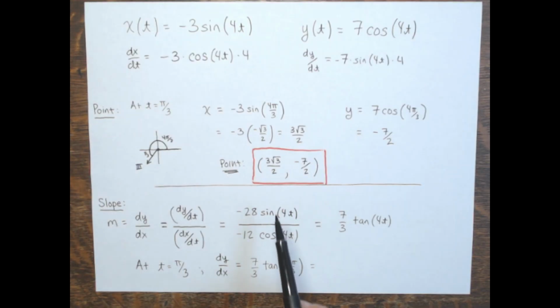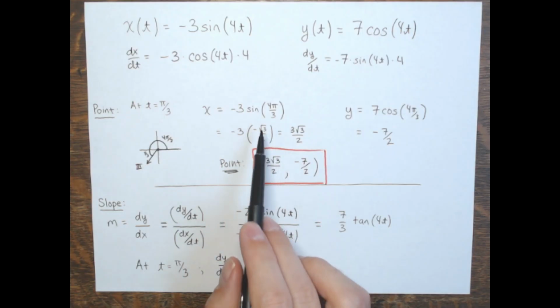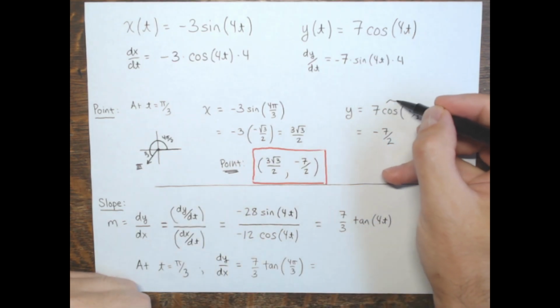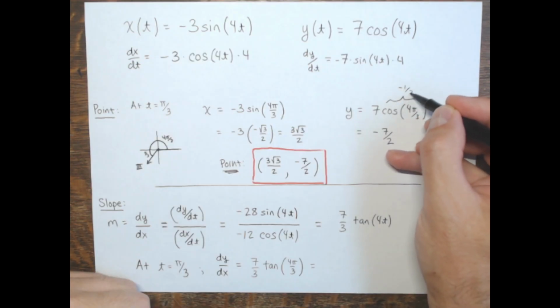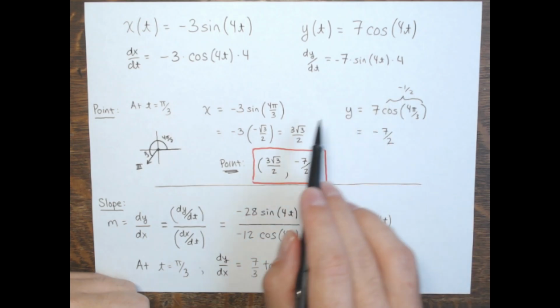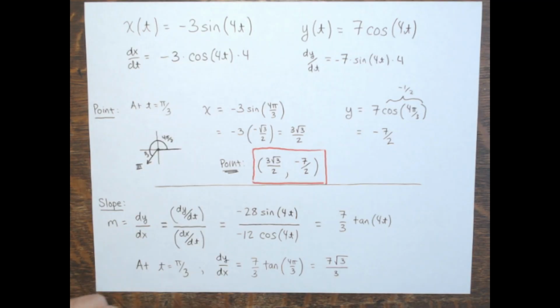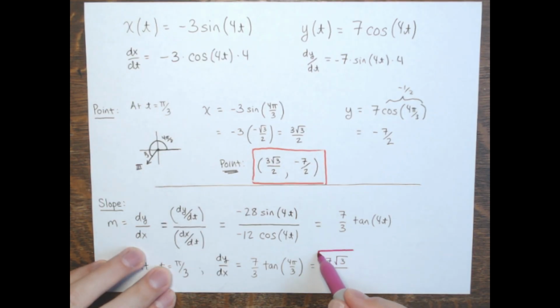which, we saw already, the sine of 4 pi over 3 was negative root 3 over 2. The cosine of 4 pi over 3 is negative half. And if you were to divide those, that would be positive square root of 3. So this is 7/3 times the square root of 3, right? Or just 7 times the square root of 3 over 3. All right, and I'll box that in as well.